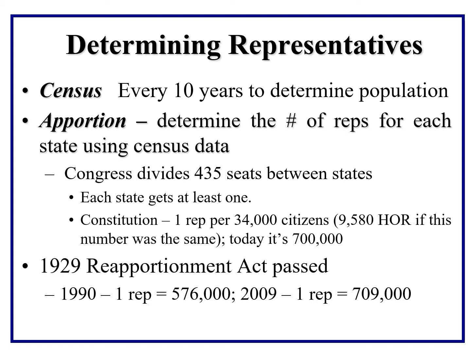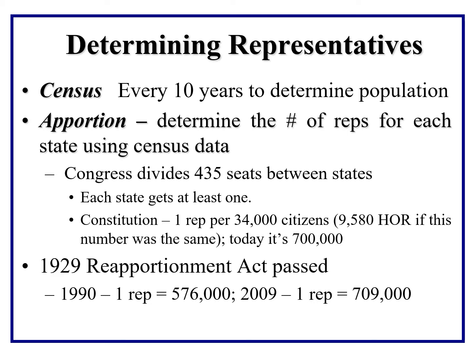Had we kept it as it was under the Constitution, each representative represented 34,000 citizens. If we had kept that pace, we would have over 9,500 people in the House of Representatives today. Yeah, that's ridiculous. Imagine meeting at a high school stadium to conduct the business of the nation. No, nay. That is not how that goes.